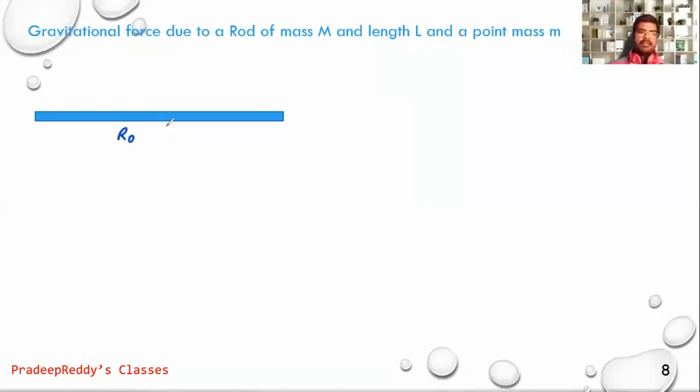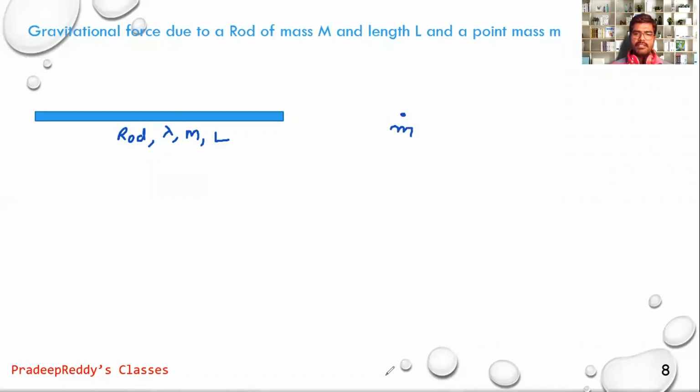In order to deal with extended objects, say you have a rod. This rod has linear mass density lambda, its mass is M and its length is L, and you have one point mass here. This point mass has small m mass. Now I want to calculate the gravitational force acting between these two masses. One is a point mass and the other one is an extended mass.